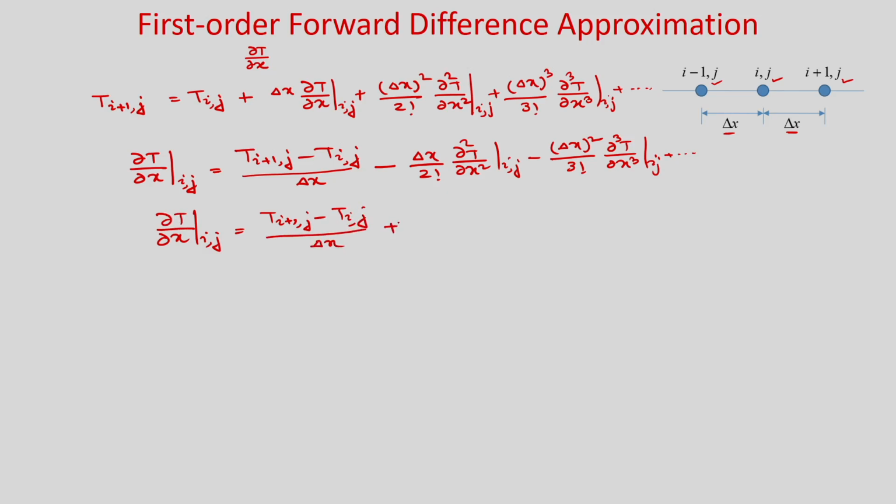So, what will be the order of accuracy? If you neglect this truncation error, then the order of accuracy is delta x. So, it is a first order accurate discretization, and it is known as the first order forward difference approximation, because we are using one forward point. You can see the distance between T i plus 1 j and T i j is delta x. So, T i plus 1 j minus T i j by delta x is the finite difference approximation of the first gradient del T by del x at point i j.